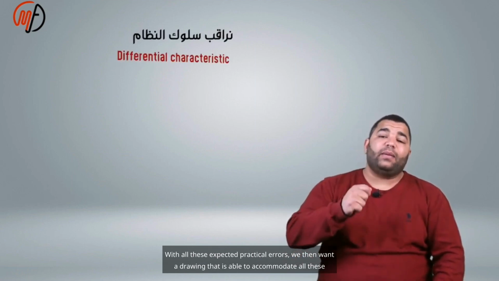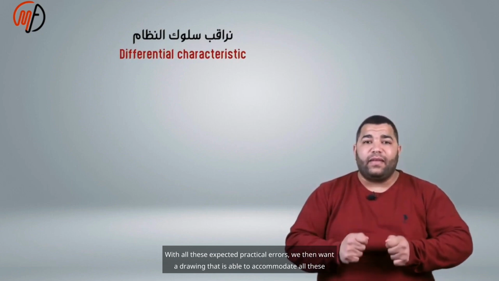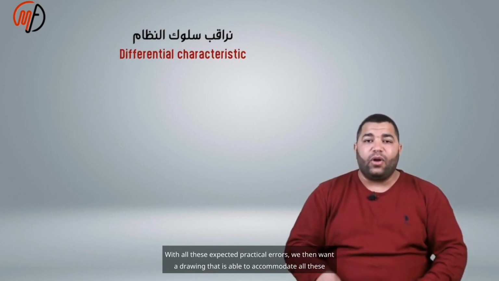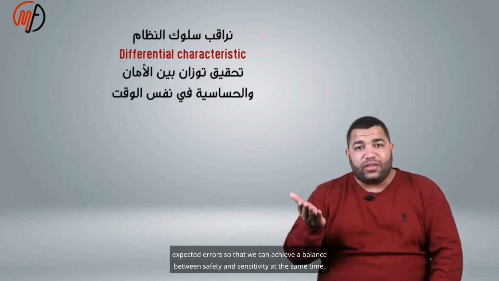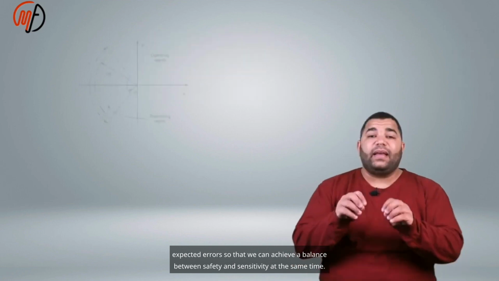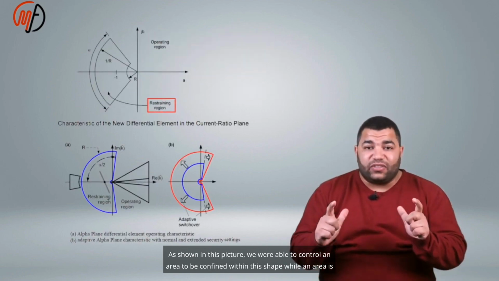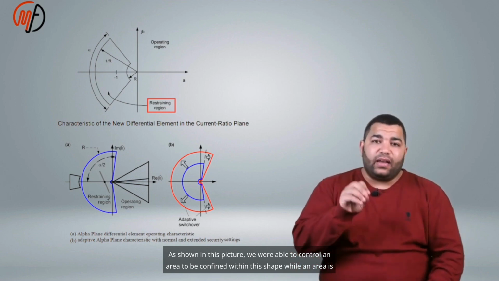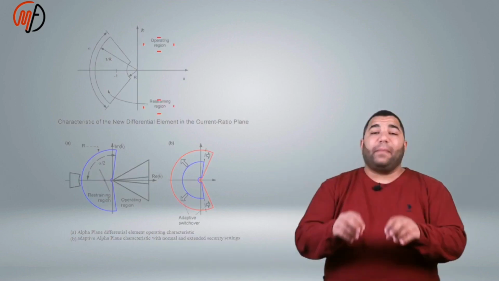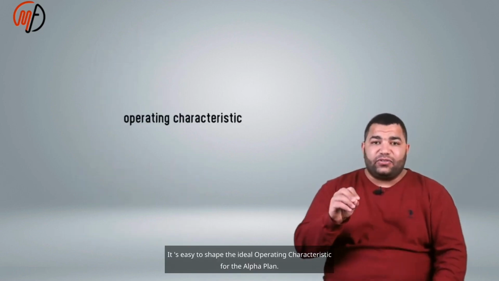With all these expected practical errors, we want a drawing that is able to accommodate all of them so that we can achieve a balance between safety and sensitivity at the same time. As shown in this picture, we were able to control an area to be confined within this shape while an area is outside it. It's easy to shape the ideal operating characteristic for the alpha plane.